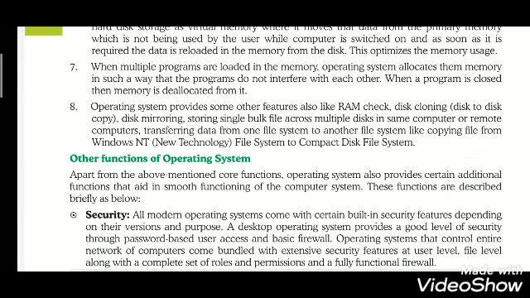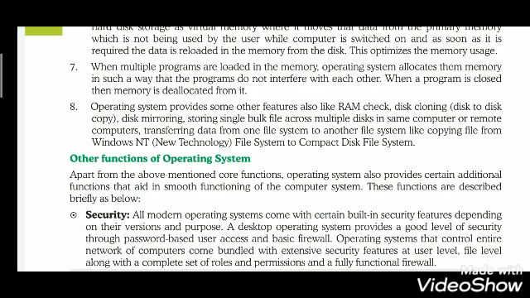Next and last, data and storage management. The operating system provides some other features also like RAM check, disk cloning, disk mirroring, storing a single bulk file across multiple disks in the same computer or remote computers, and transferring data from one file system to other file systems, like copying a file from the Windows NT file system to the compact disk file system.